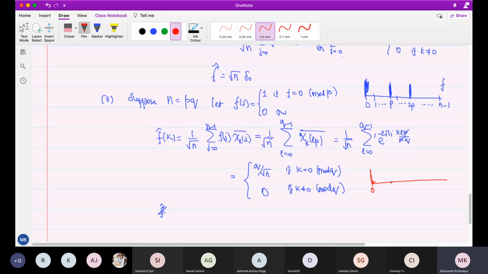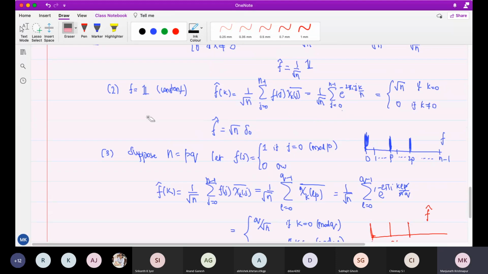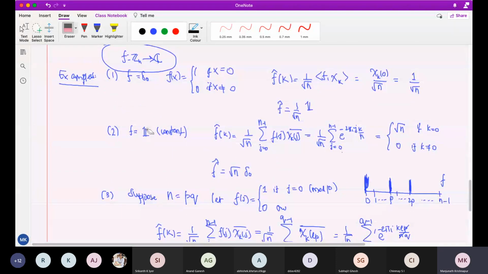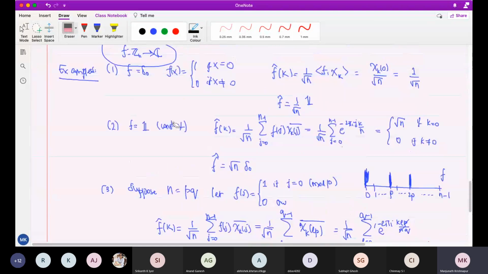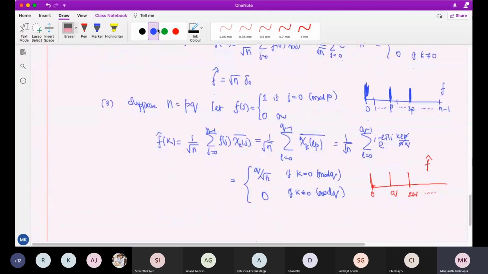It is a bunch of spikes, except that it is at q, 2q and so on. So this is what f hat looks like. F is spikes at multiples of p, f hat is spikes at multiples of q. So there is something funny about this. It's a generalization of this. By the way, both of these you can take as a special case of this because I can write n as 1 times n, and these are actually special cases of that.